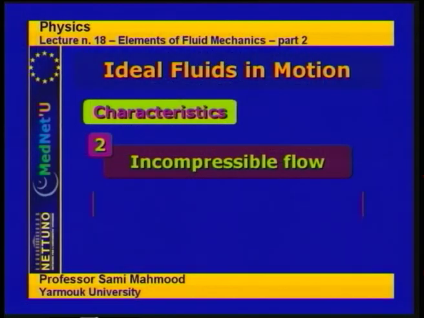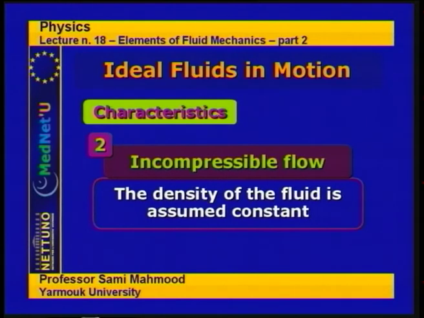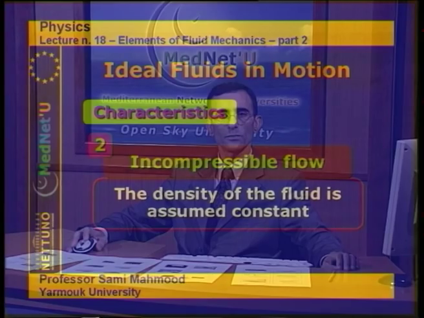The other characteristic of an ideal flow is that it is an incompressible flow. Incompressible flow in the sense that the density of the fluid is assumed to be constant, does not change with pressure or from point to point.